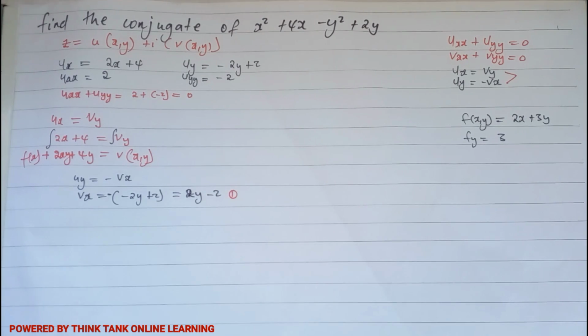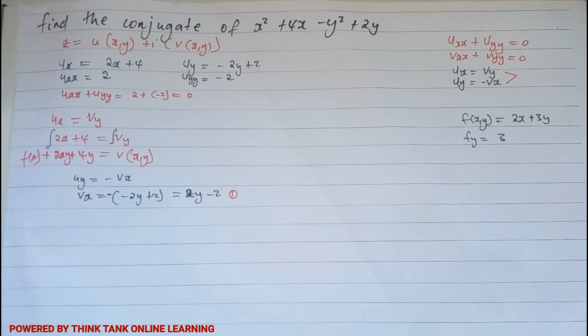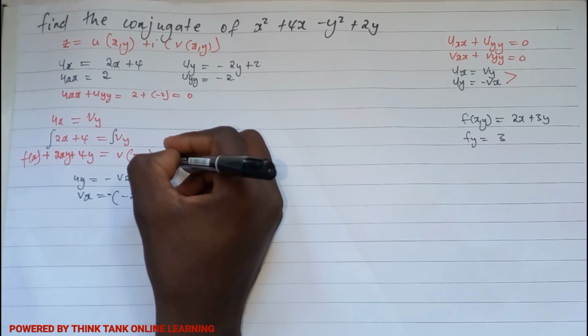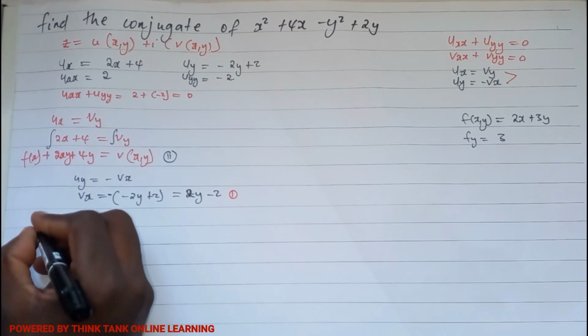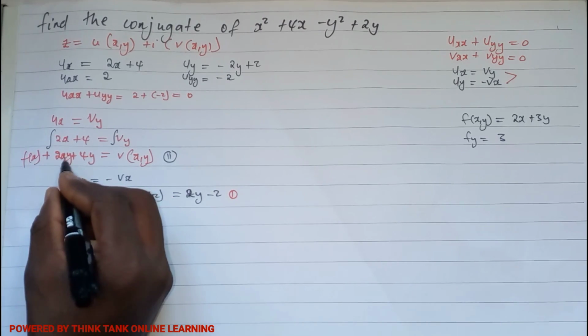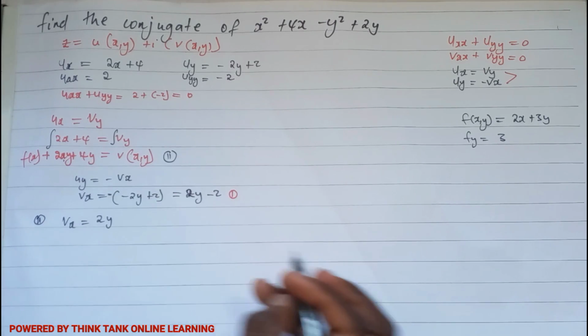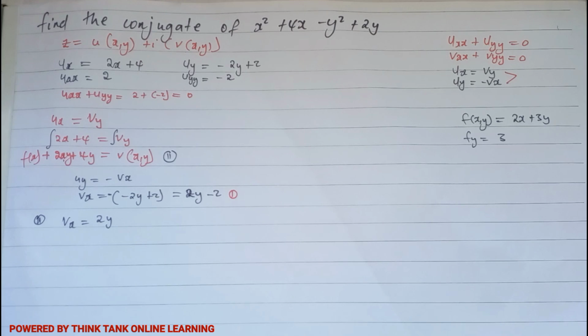But we can find vx using this equation. So we have an equation in terms of v and in terms of y and x. If we differentiate this, let me just name it equation number 2. For equation number 2, if we say vx, what are we going to get? We're going to get 2y, only 2y. So now let's compare these equations.